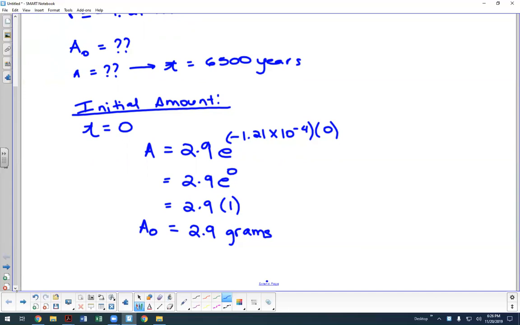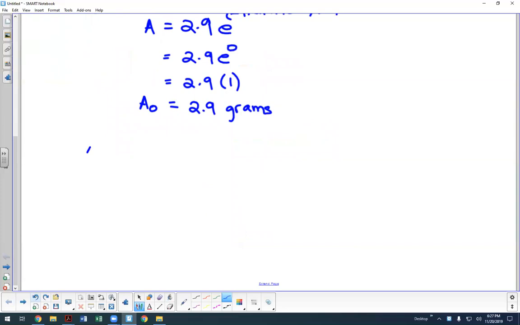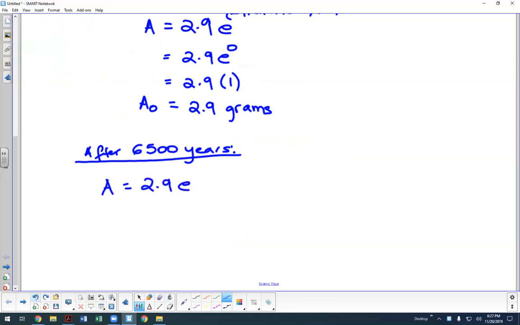Then they're asking us to find after 6,500 years. So that would again be A equals 2.9 e raised to the power of r, which r again is negative 1.21 times 10 to the negative 4th, and our time is now 6,500 years.